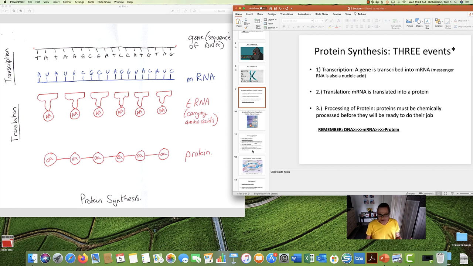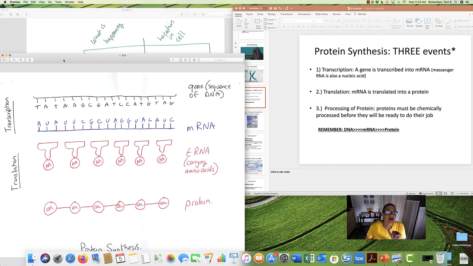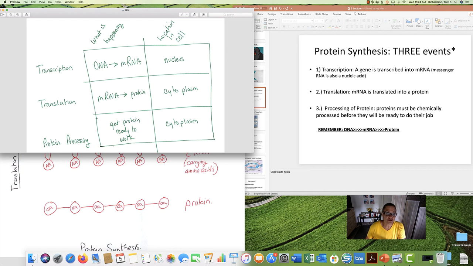Now, as hopefully you know by now, Richardson is really big on showing you things in different ways. So I'll give you some words, give you a drawing, maybe show you a video, maybe do a table. So for protein synthesis, we're going to use this drawing, but I would also encourage you to consider using a table to help you study, whatever works best for you.